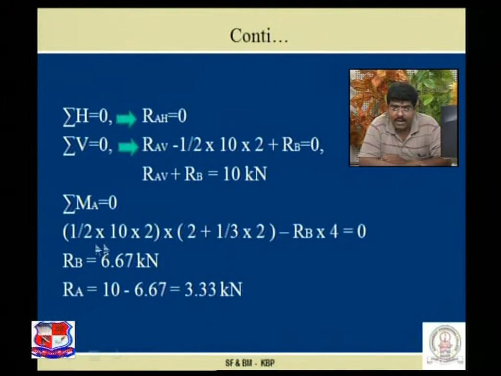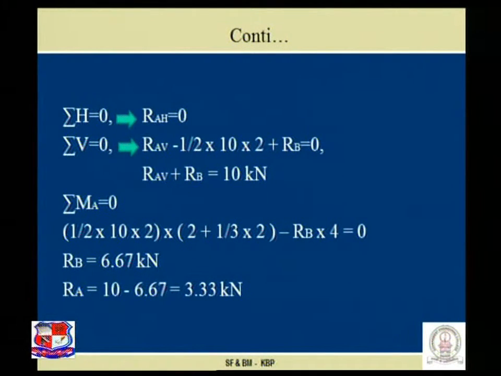By simplifying this equation we achieve RB is equal to 6.67 kilonewton. By putting the value of RB in this equation we obtain RAV plus 6.67 is equal to 10 kilonewton, and we achieve RAV, that is RA, of 3.33 kilonewton. So our next intention is to plot the shear force diagram.